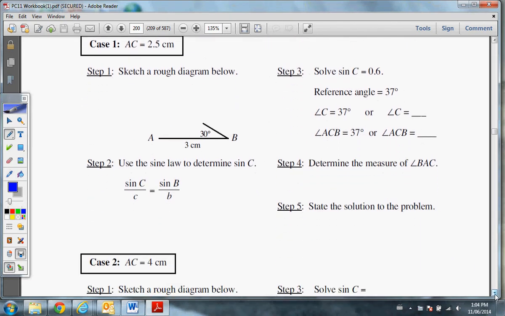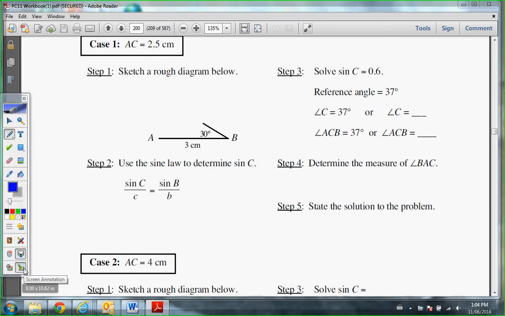So case 1. AC is 2.5. If I go to here, it's 2.5, and my picture's not quite as accurate, but this right here is also 2.5. So this is a case of 2 possible. We're going to use our sine law as step 2. This is C, sorry. C1 and that's C2, because there's 2 options.